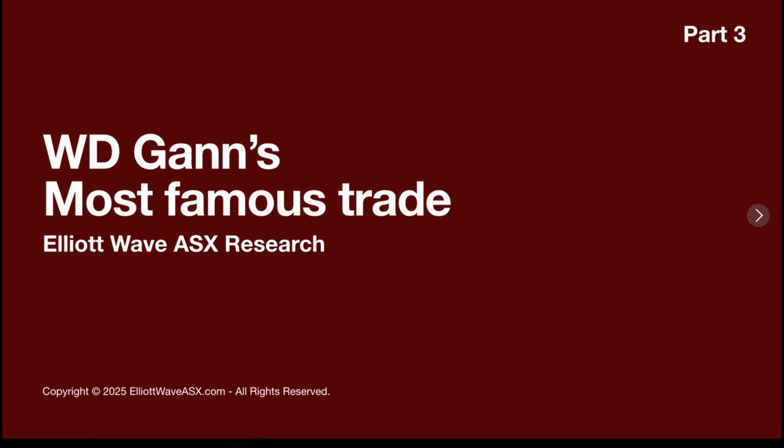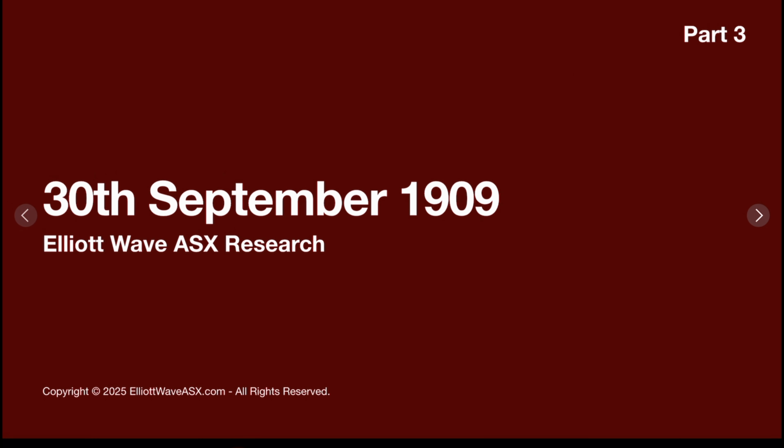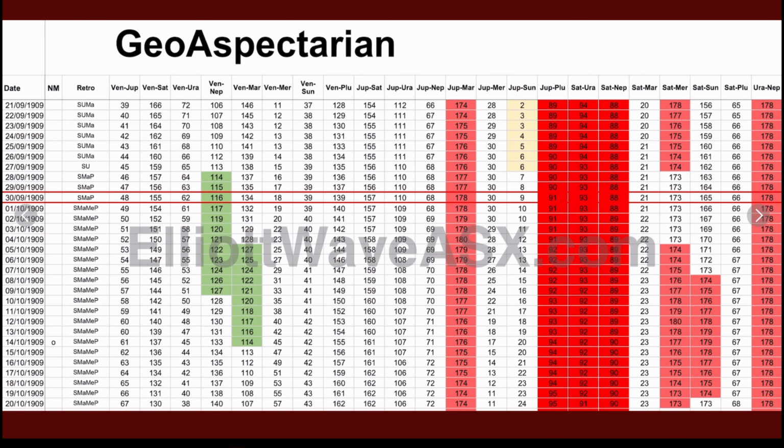Now back to WD Gann's most famous trade, which was on the 30th of September 1909. Now this is the Geo-Aspectarian for that day. We've got Venus-Neptune in a trine, Jupiter-Mars opposite, we've got Jupiter-Pluto squared, Saturn-Uranus squared, and Saturn-Neptune squared. We've got Uranus and Neptune opposite.